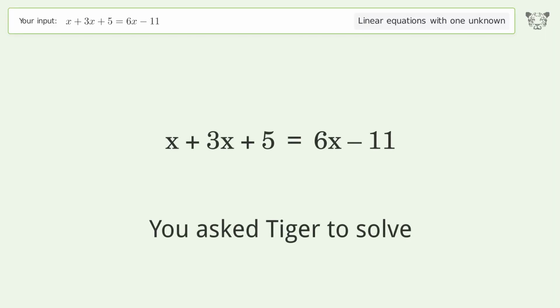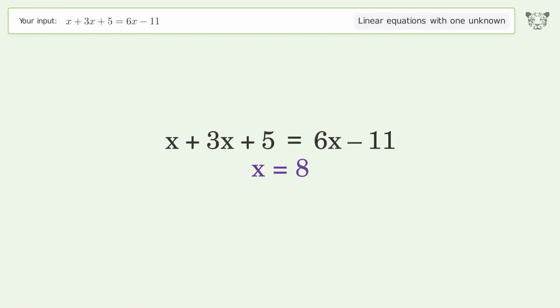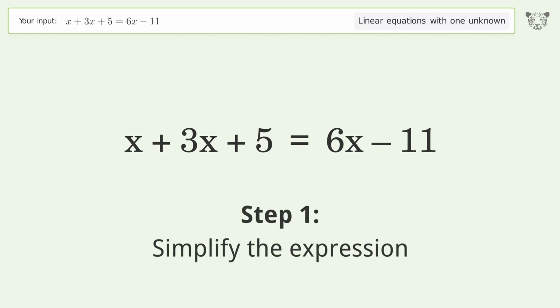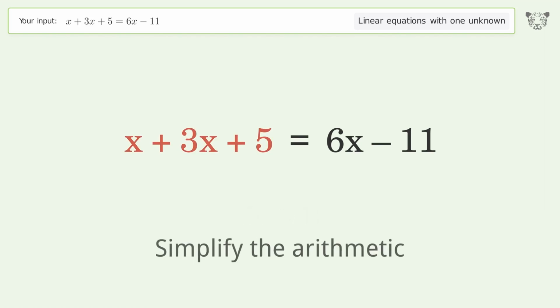You ask Tiger to solve. This deals with linear equations with one unknown. The final result is x equals 8. Let's solve it step by step. Simplify the expression. Simplify the arithmetic.